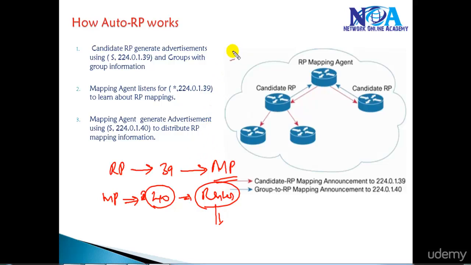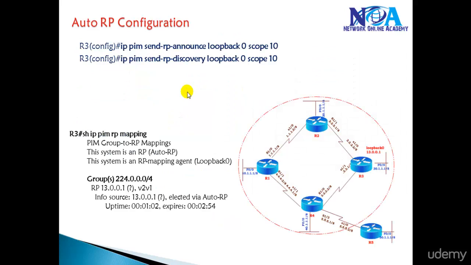This is very important for us to know, because before they actually learn about the RP information, they must know how to reach these multicast addresses. So this is something we'll get into in more detail in the next video, where we'll see the configuration of AutoRP. The configuration is very simple and straightforward.